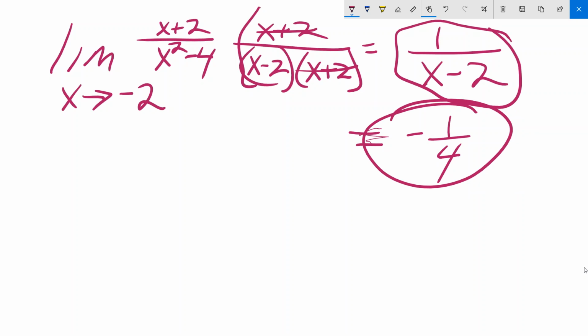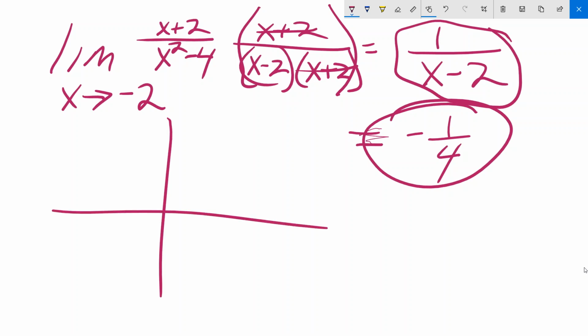I want to make sure I understood that. The one thing to keep in mind is that just because I crossed off the x plus 2 with the x plus 2, it does not relieve the domain restriction. In other words, x still can't be minus 2. If I were to graph this, I've got a horizontal asymptote there, a vertical asymptote there, so it's going to look something like this, hyperbolic.